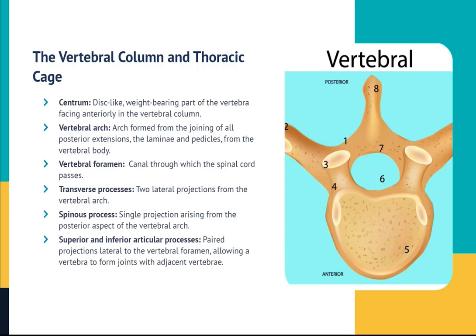Spinous process. Single projection arising from the posterior aspect of the vertebral arch. Superior and inferior articular processes. Paired projections lateral to the vertebral foramen, allowing a vertebra to form joints with adjacent vertebrae.